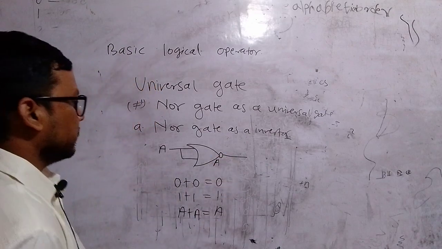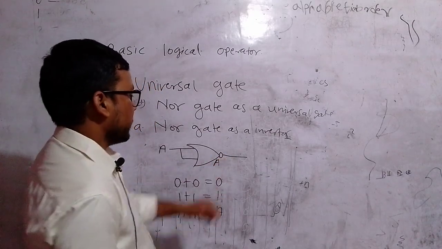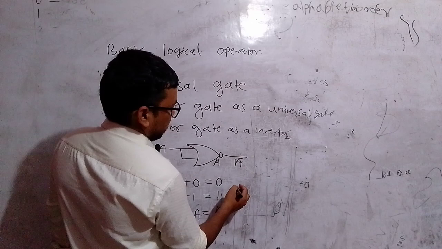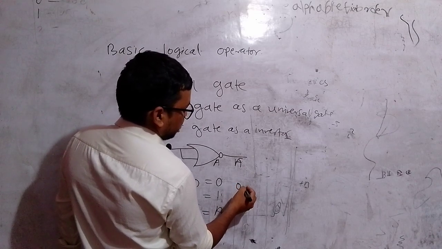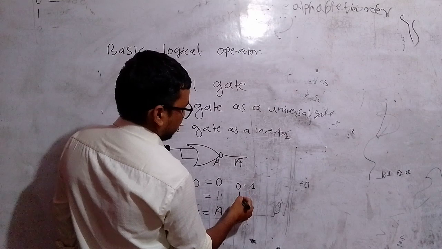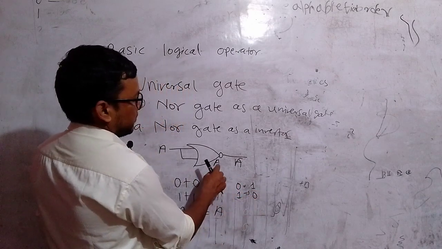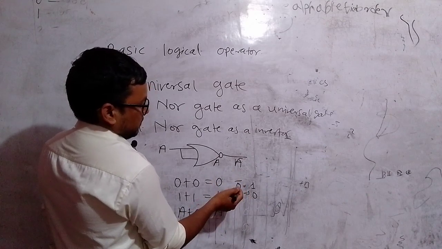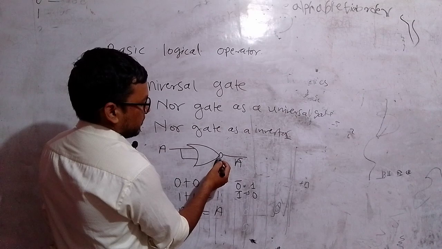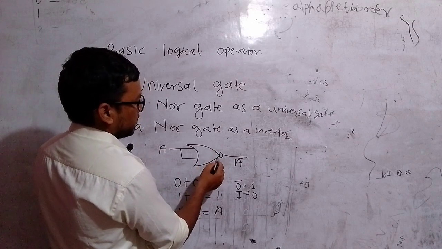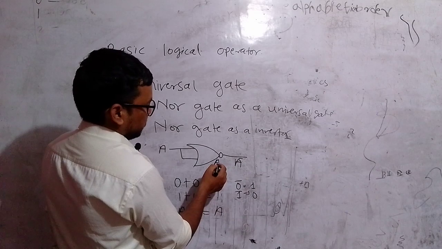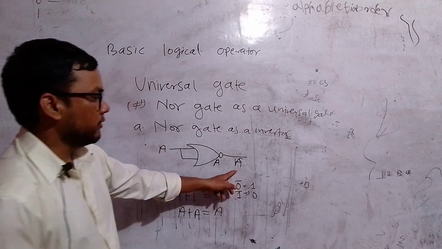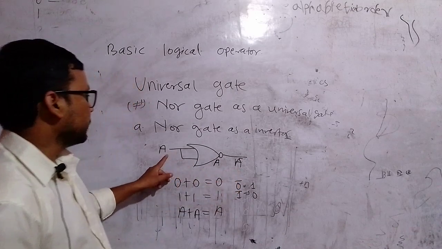And this circle represents the NOT operator. The NOT operator produces the complement of A. For input A, the NOT operation produces A complement. That means if 0 is given, the NOT operator produces 1. If 1 is given, then the NOT operator produces 0. In this way, if A is the output of this OR operator, then the complement or NOT operation of A produces A complement. Now this is our required output for input A.